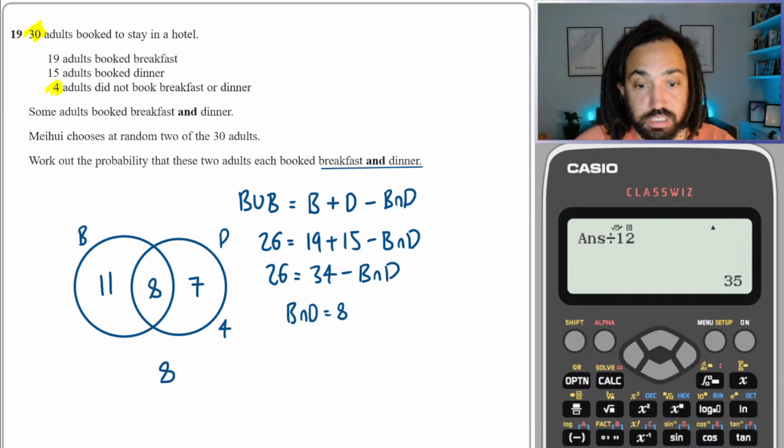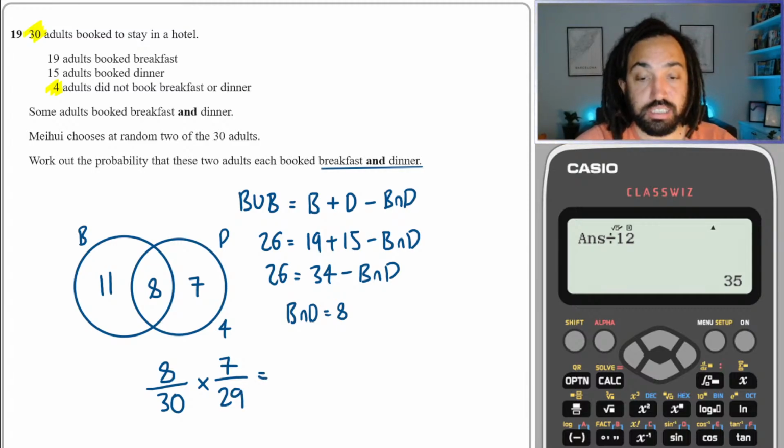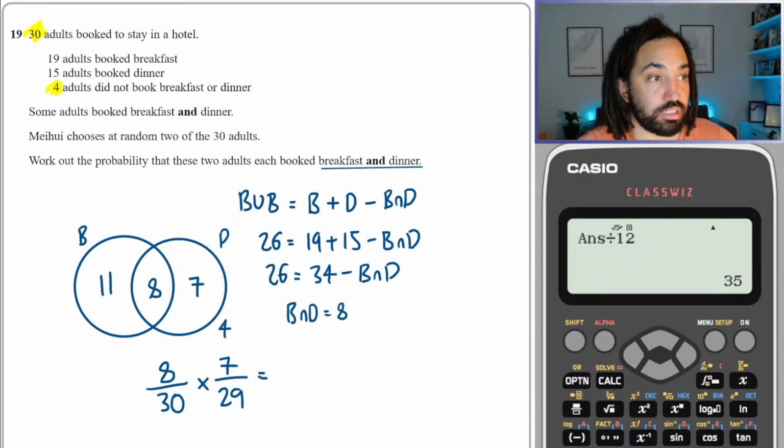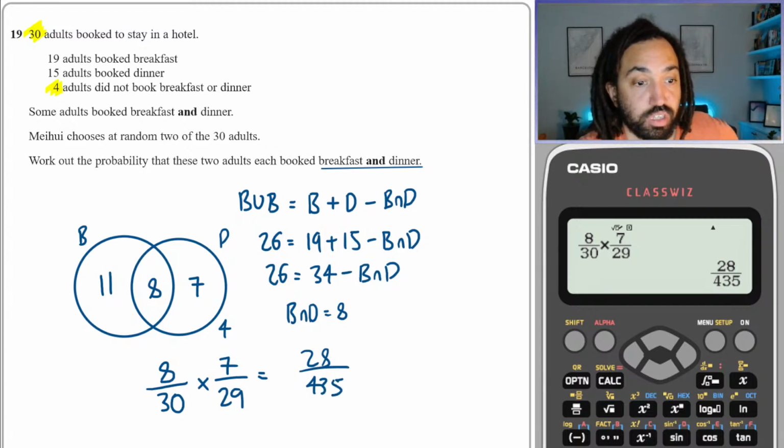Well, the first person, it will be 8 out of 30. And then the next person, there will be 7 out of 29. Because of course you've already selected one person. So therefore you have to drop the number down. So it's 8 out of 30 multiplied by 7 out of 29. And that gives me 28 out of 435.